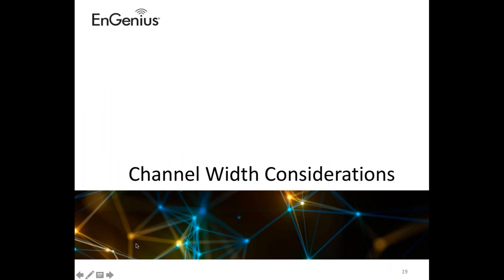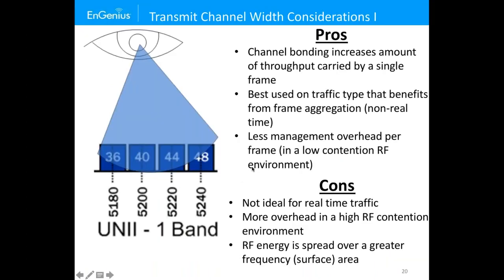Okay, now let's talk about channel width considerations. This is also an important topic. A lot of times people like to deploy wireless backhauls with the fattest channel with the highest output power. That may not necessarily be the best way to deploy, because you're going to be increasing the noise level, and also exposing yourself to a lot more interference, or a higher statistical chance of interference.